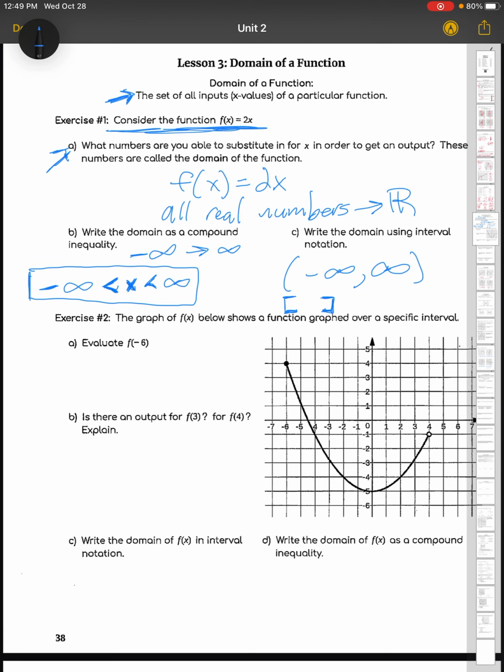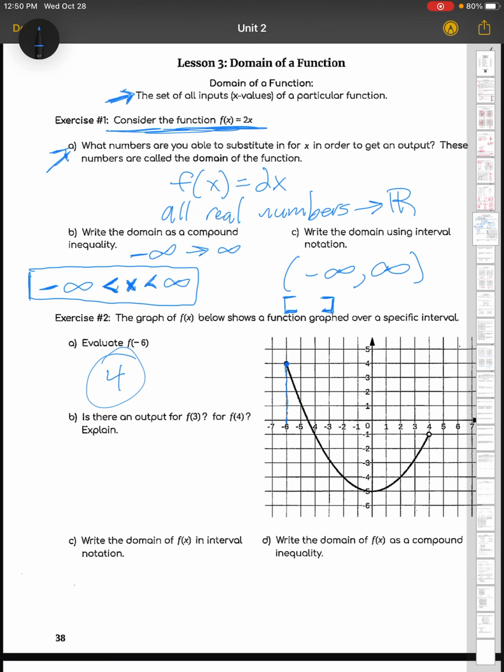So for exercise 2, it says the graph of f of x below shows a function graphed over a specific interval. So we have this function that starts here with a closed circle, goes down and comes up and stops with an open circle. So then it says evaluate f of negative 6. The way we do that, we go to negative 6 on our x's because domain talks about x values, and we match it up where it meets the graph. So the value, if we plugged negative 6 into this function, we would get 4.